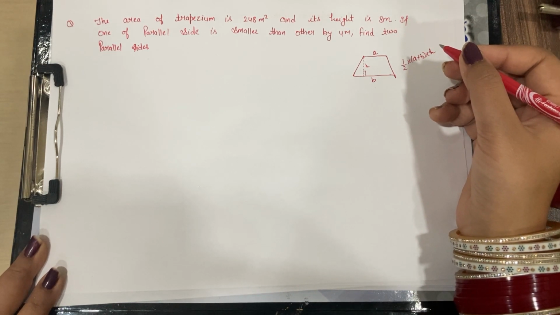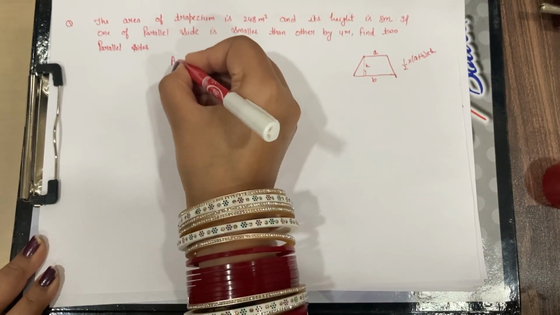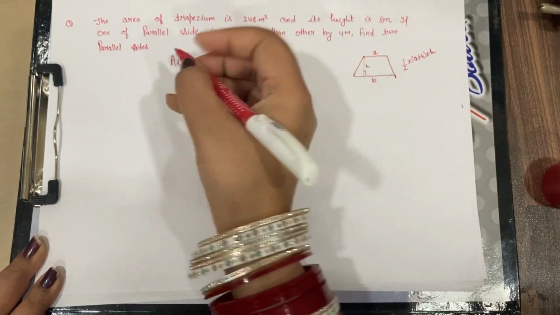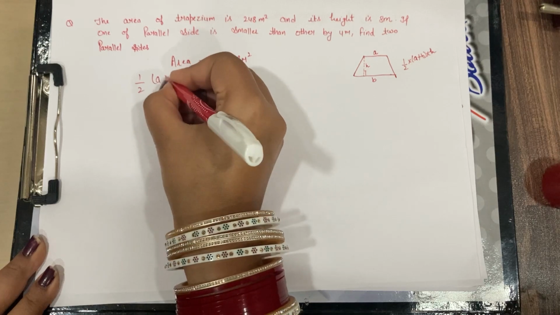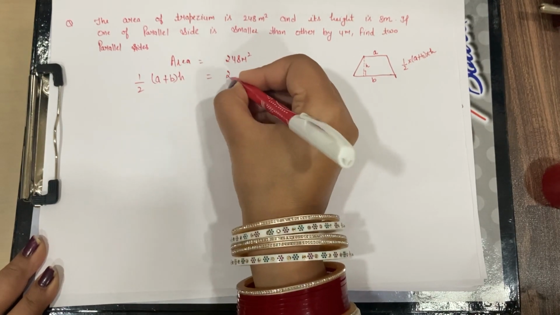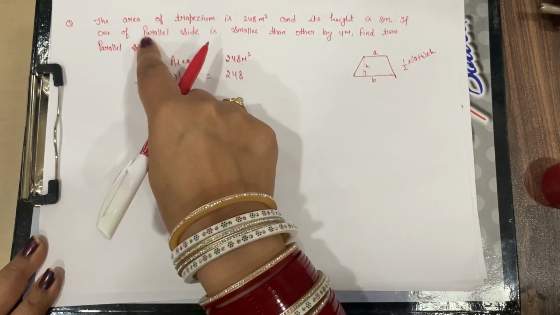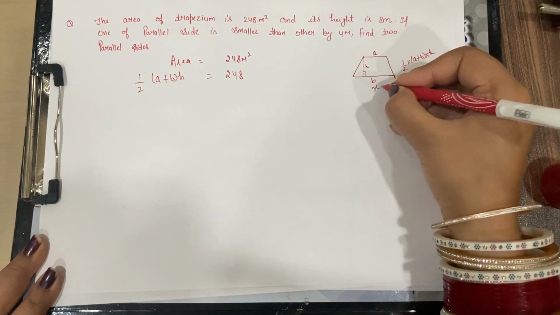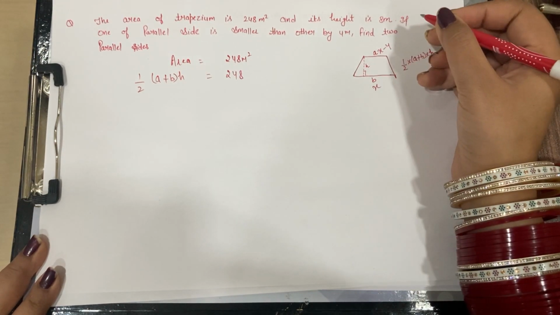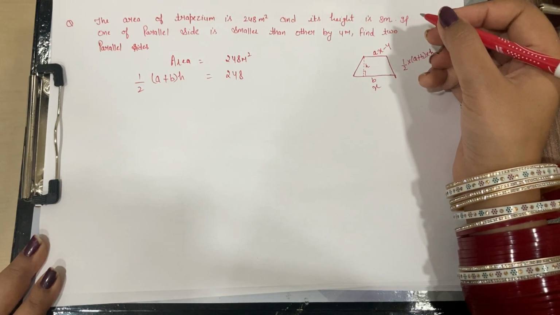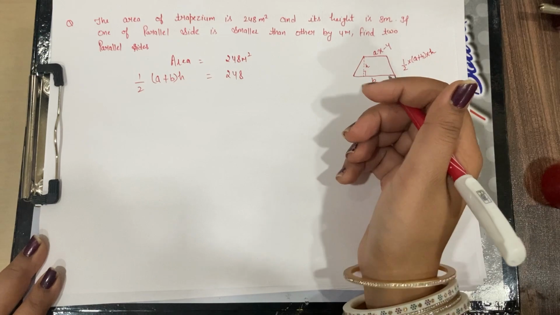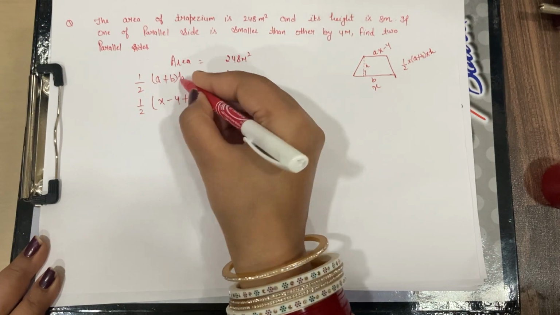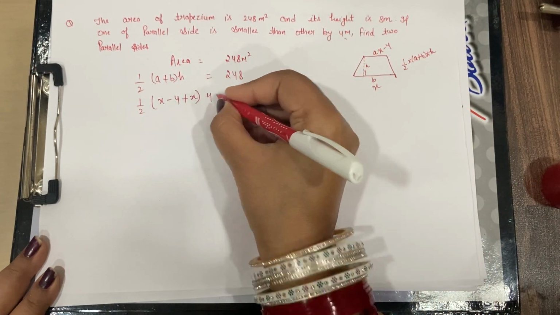Now see the question. The area of the trapezium is already given, so you will write down area of trapezium is 248 square meters. But we know that area is, as per the formula, half into (A plus B) into h. Height is given 8. One of the parallel sides is smaller than the other by 4. Means if one is x, the other one is x minus 4. Let us put the values. A is x minus 4, B is x, and h, the height, is also given.